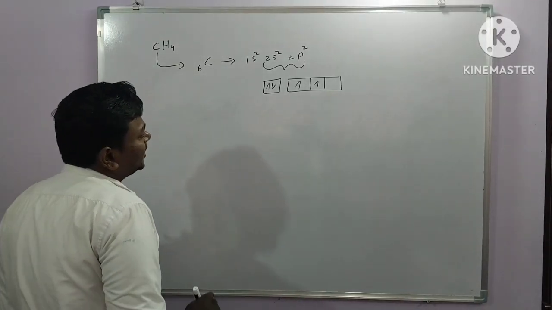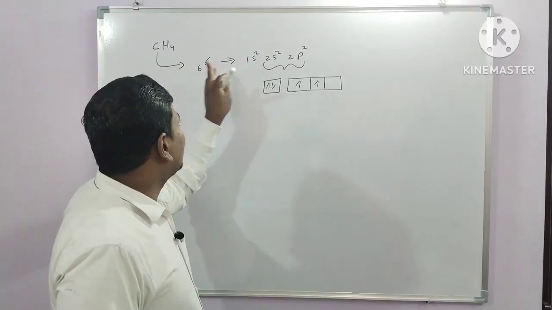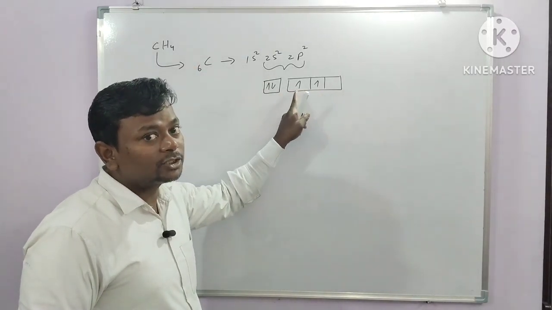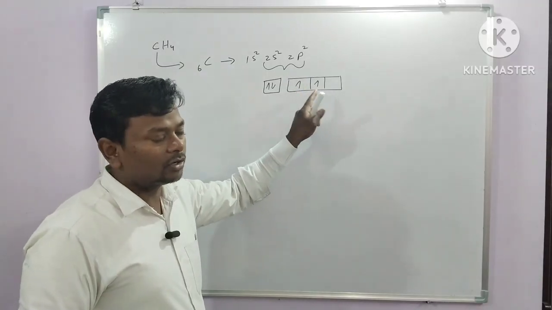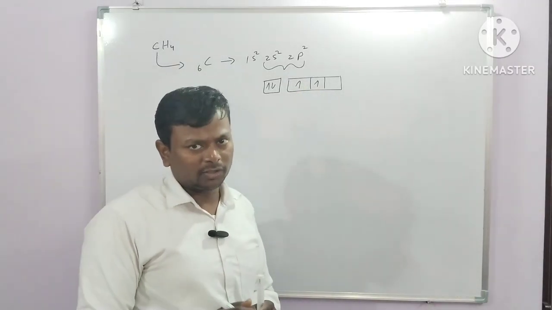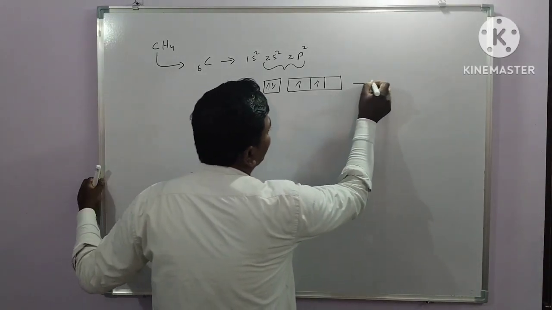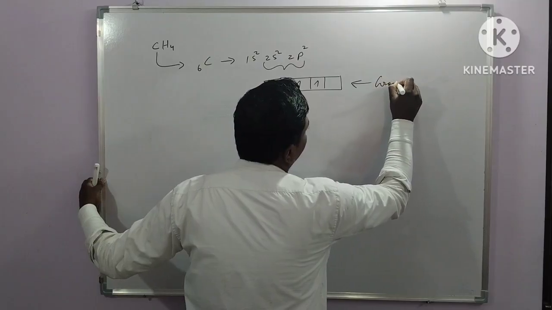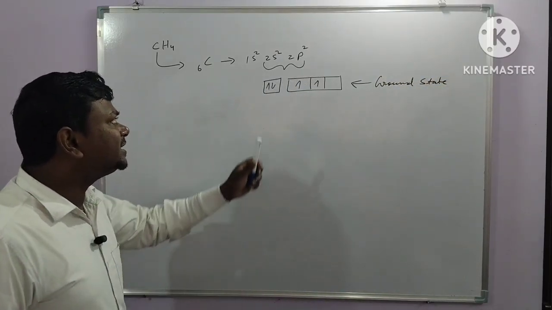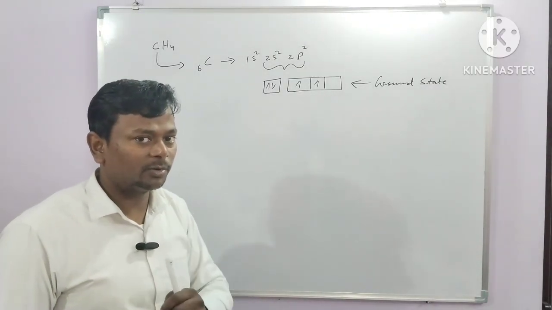So according to VBT, this carbon can make only 2 covalent bonds because it has 2 unpaired electrons. But we know that carbon usually makes 4 bonds. This is what we call the ground state. In this state, carbon can make only 2 bonds according to valence bond theory.